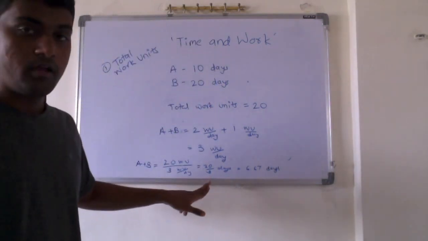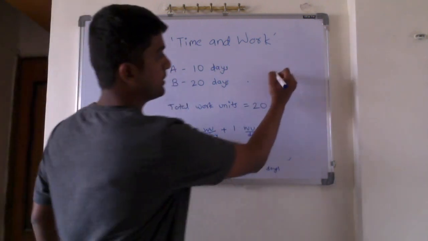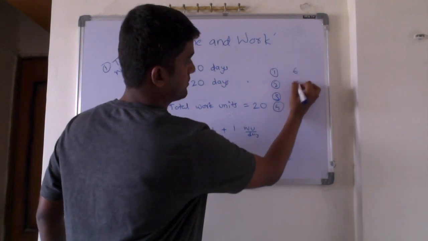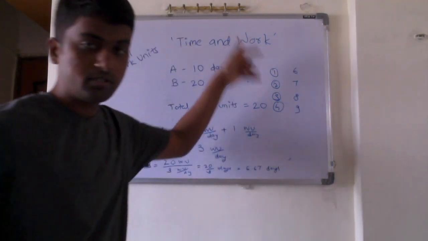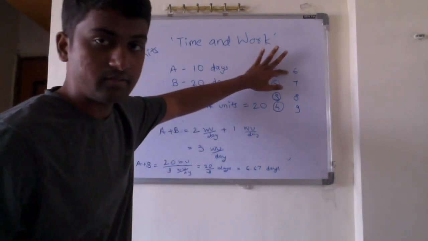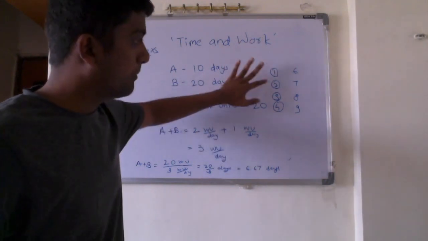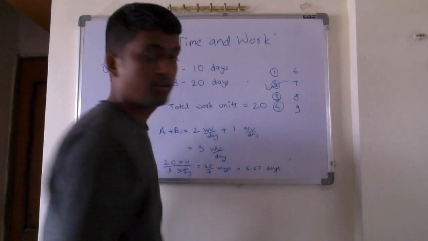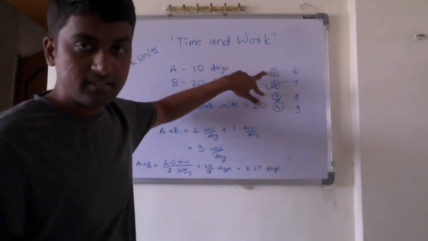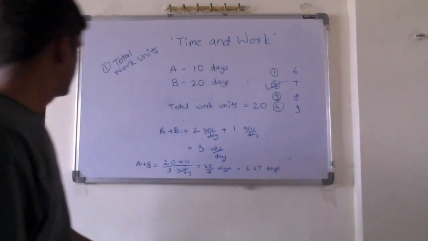Now, if somebody was to ask you this question and the options available in the exam were 1, 2, 3, 4, 6, 7, 8, 9, what would your answer be? It's not 6. It's greater than 6 and very near to 7. So on the 7th day, they would be able to complete all the work. So the answer would be 7. And if the options are anywhere between 6 and 7, then we'll have to look at what the exact answer is.